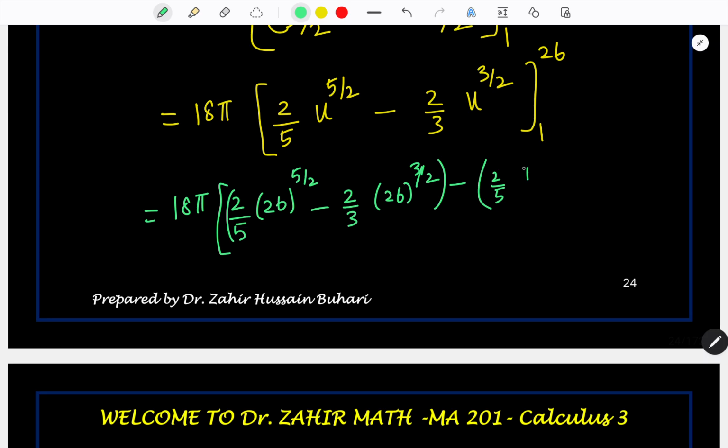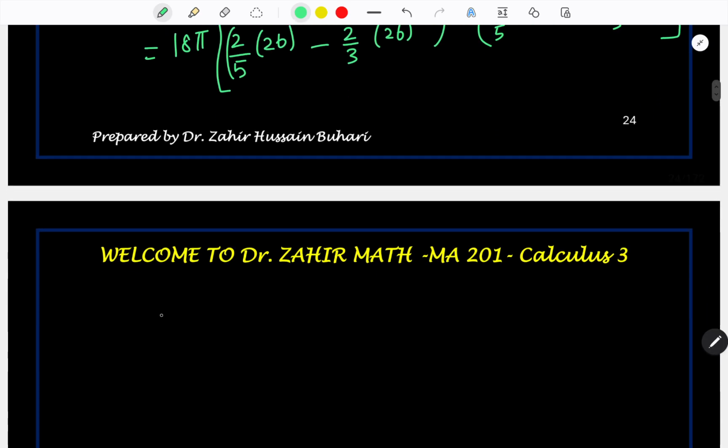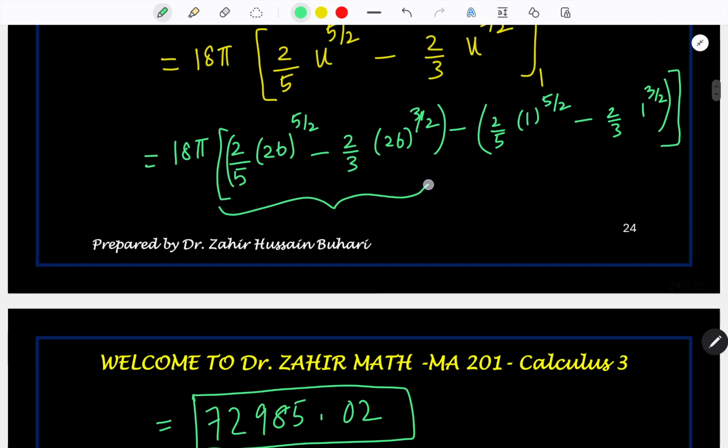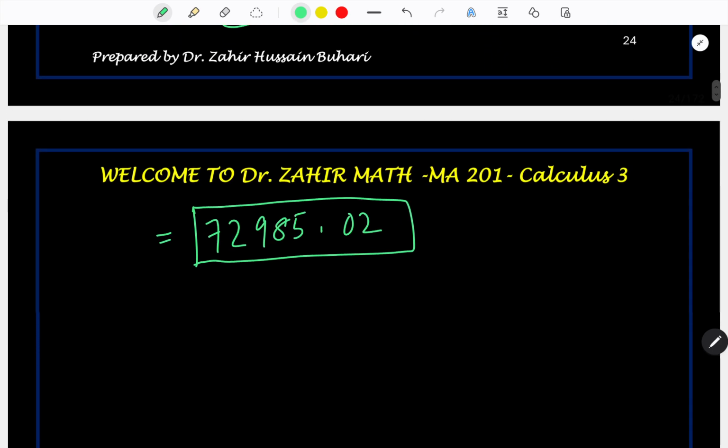Upper limit minus lower limit. So 2 by 5, 1 to the power of 5 by 2 minus 2 by 3, 1 to the power of 3 by 2. I told you already, 1 to the power of anything is 1. So all these things I put in the calculator. Once I put it in the calculator, I get the answer 72985.02. So this is the surface area. Slowly put all these things in the calculator, and be careful with the brackets. You will get this answer.